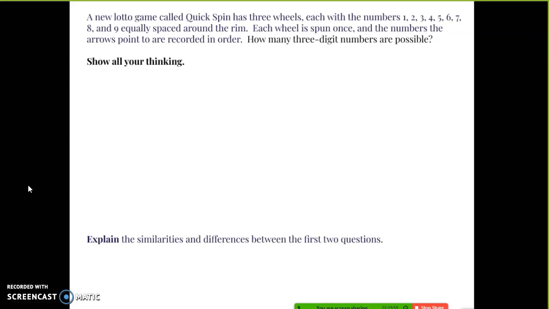Okay, a new lottery game called Quick Spin has 3 wheels, each with the numbers 1, 2, 3, 4, 5, 6, 7, 8, and 9 equally spaced around the rim. Each wheel is spun once and the numbers the arrows point to are recorded in order. How many 3-digit numbers are possible? Okay, that's 9 digits.